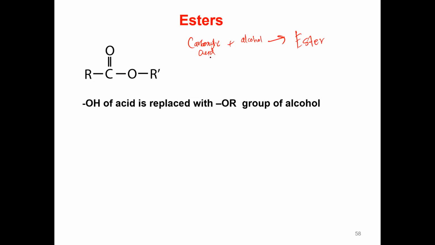Inilah OH from carboxylic acid. So will substitute by the group of alkoxide in alcohol to produce an ester. OR.